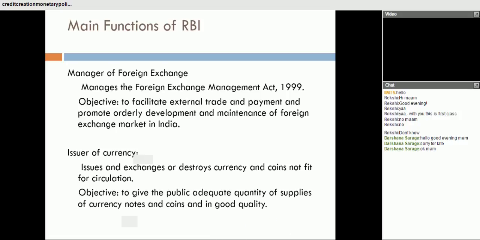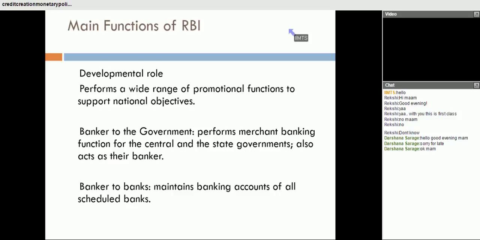Sometimes the currency becomes very much destroyed, very withered. It gets torn, it gets faded, it gets cracks on it. So the Reserve Bank, what does it do? It recollects that currency and gives it a new form. If it's a coin, it may be melted to make new coins, and if it is a note, they can reconstruct it, they can reprint it. So that is how it works.